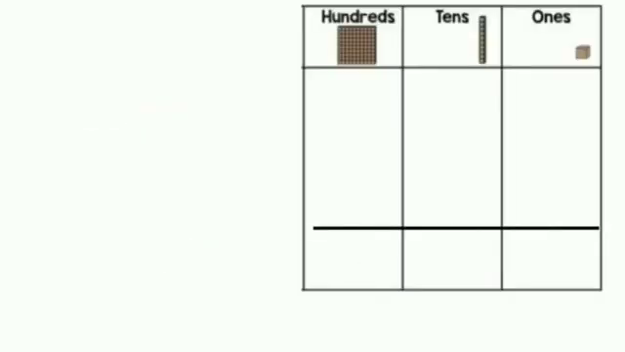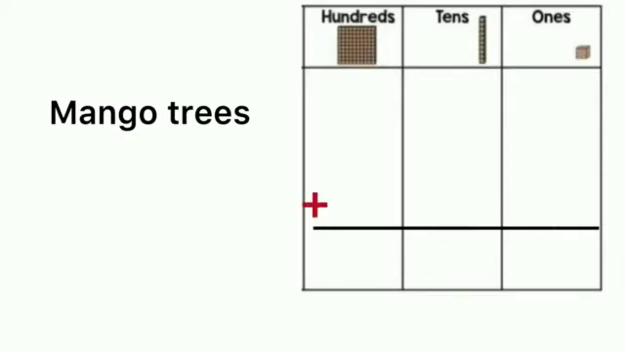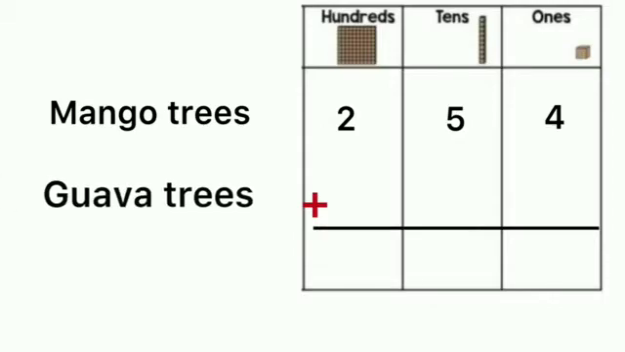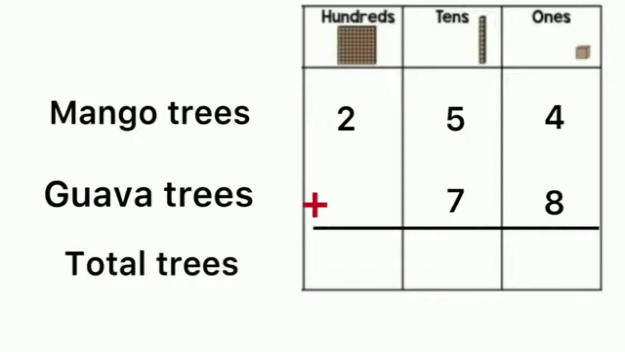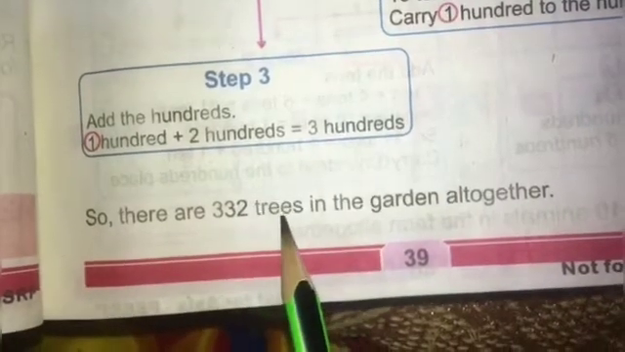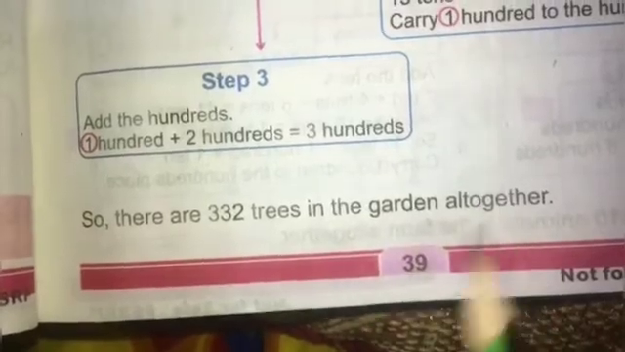Students, we can also write these numbers in hundreds, tens and ones place like this. Mango trees 254 and add guava trees 78. And students, we have already found out the answer, that is 332 after adding 254 and 78. So, there are 332 trees in the garden altogether.